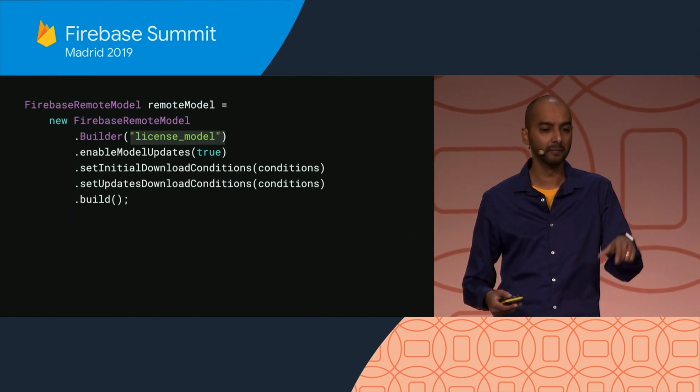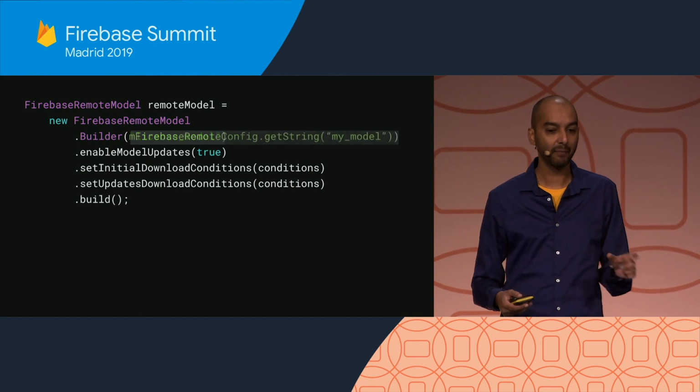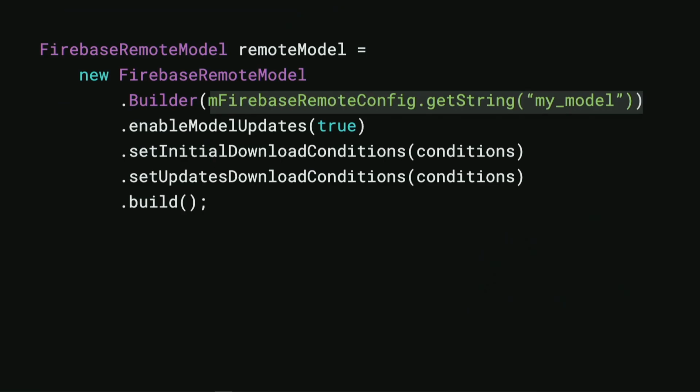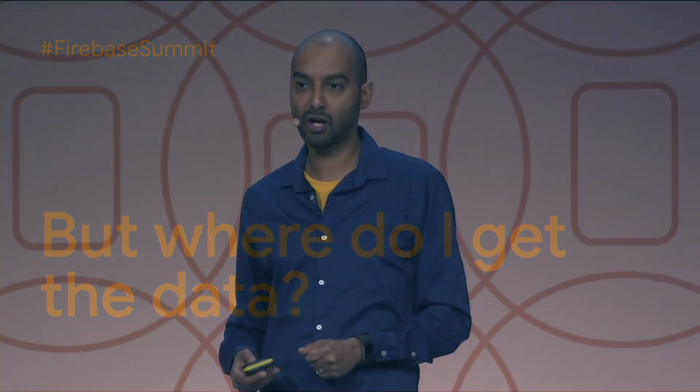In our application, instead of hard coding license model as the string, I'm going to switch it to the remote config parameter. This is what makes it get the right value for that specific user. License model ES if it's a user in Spain, and license model otherwise. Okay, so that's how we implement an AutoML model in our application.